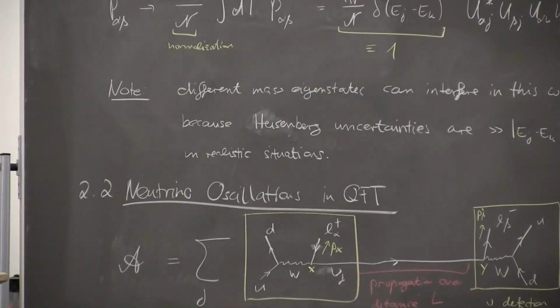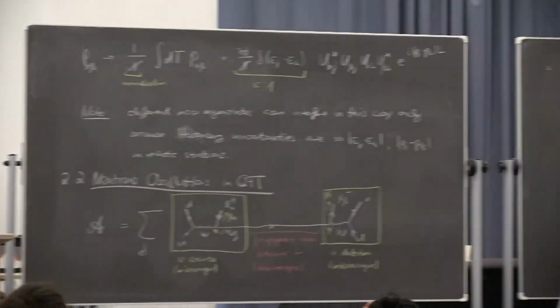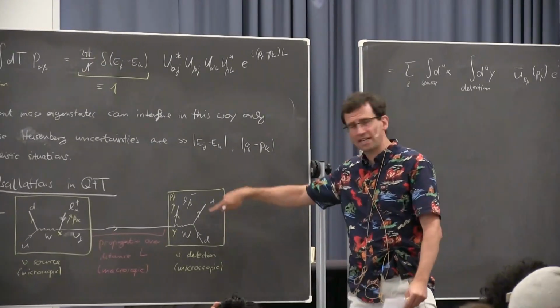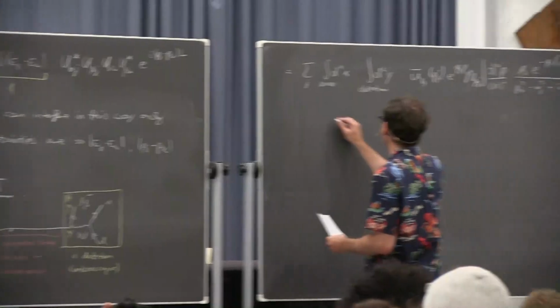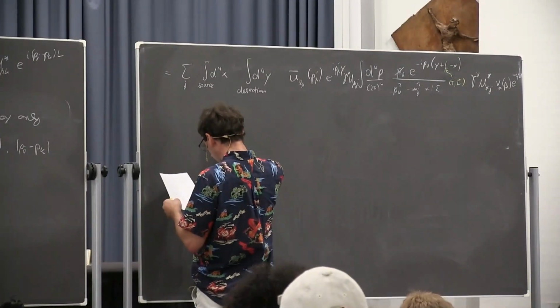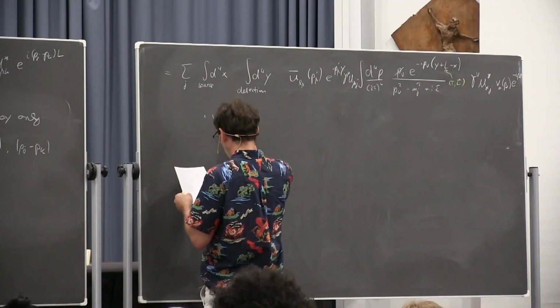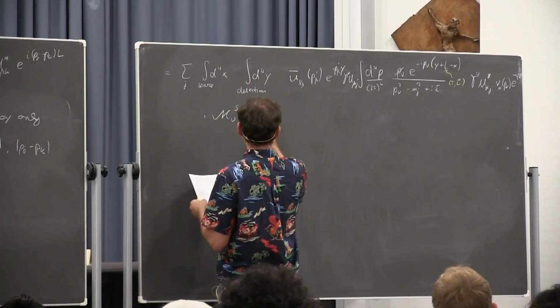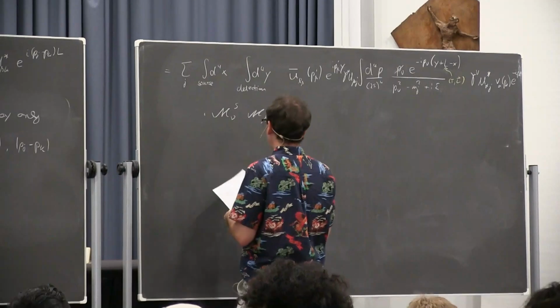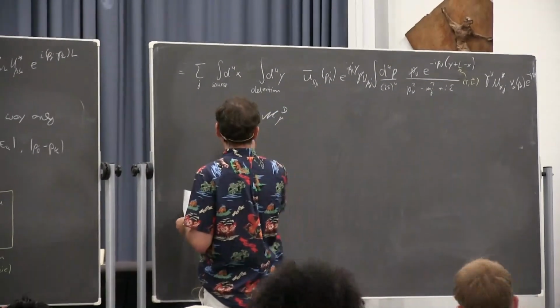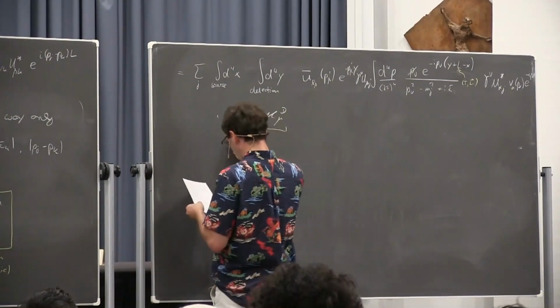Okay, then everything contained in these hadronic lines I'm going to absorb into hadronic matrix elements, which I call simply M mu source and M mu detector, and I'm not going to worry much about those.